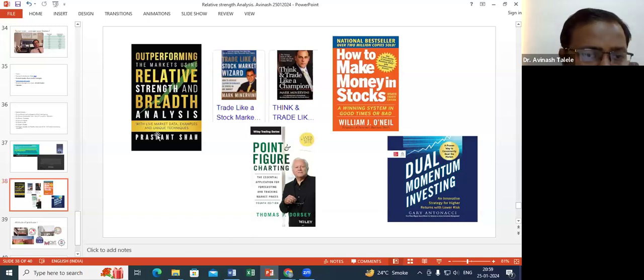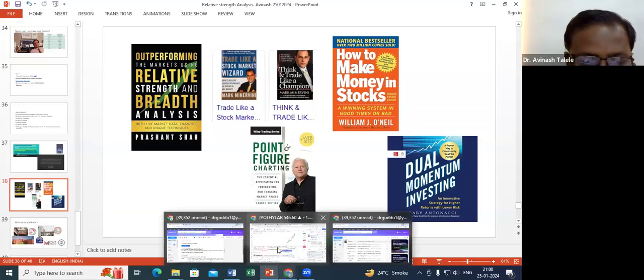One of these books is by Prashant Shah, who's an Indian author, and he has the ability to simplify it in very simple language. This is one of my other mentors, Mark Minervini, momentum investor. This is William O'Neil, who first gave the concept of relative strength. The father of point and figure charting, Thomas Dorsey, and Gary Antonacci, who gave the concept of dual momentum investing. This is all 1500 pages that if you read and give time, you will thank yourself for that.